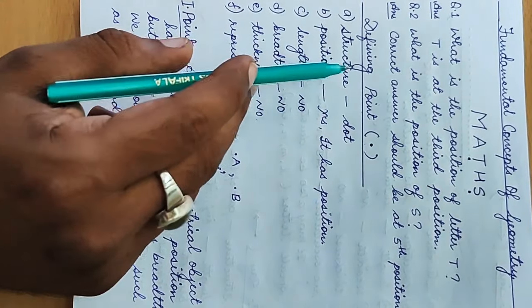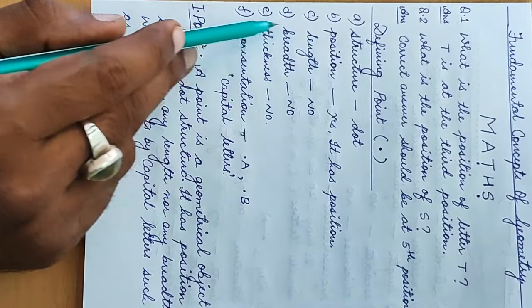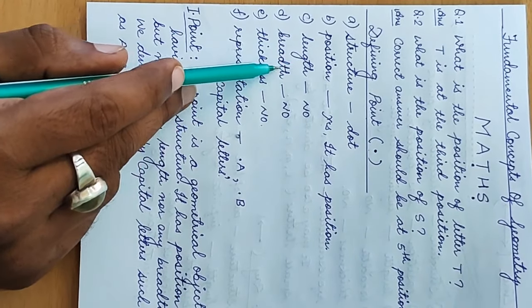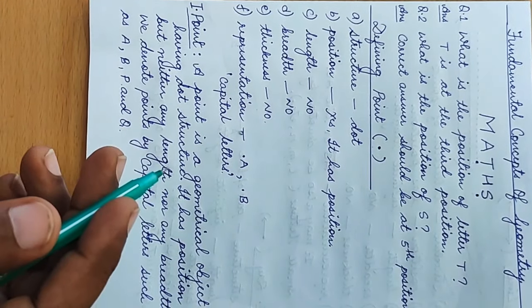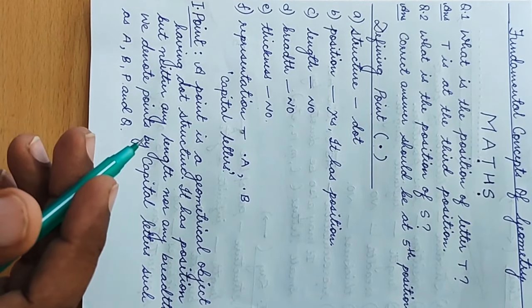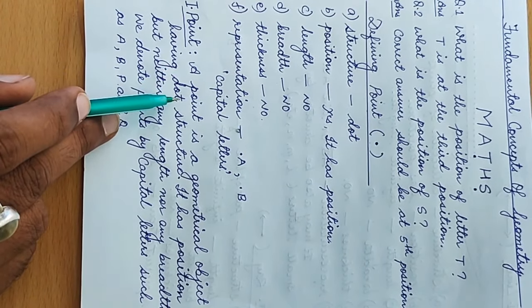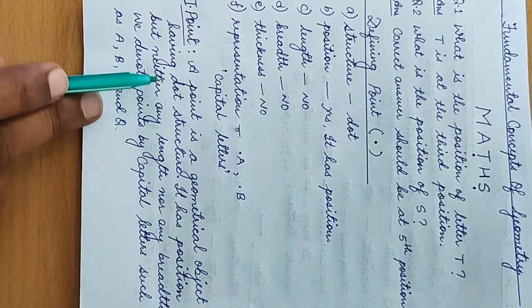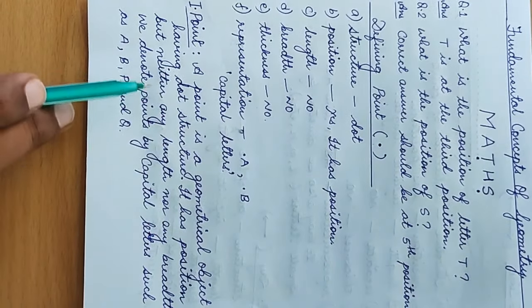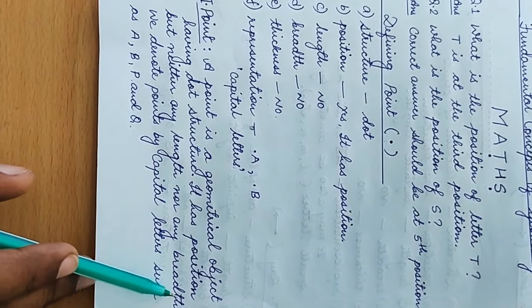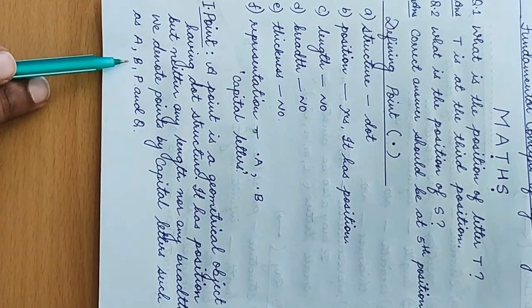So this way we can define a point on these bases: structure, position, dimensions in all the three, length, breadth and thickness, and the last one, representation. These will help you remember the definitions of the other geometrical objects even. So in a statement manner, we can write: a point is a geometrical object having dot structure. It has position, neither length nor breadth, and we can denote or represent it with capital letters such as A, B, P.